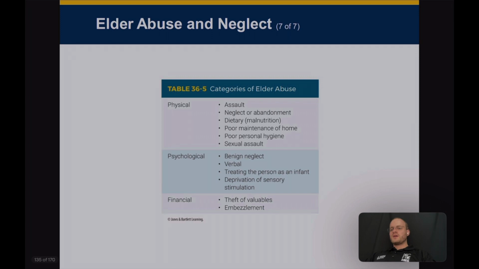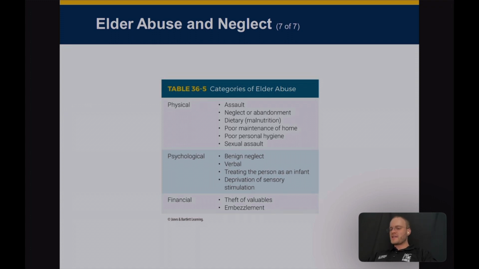Okay. And so again, abuse is not just like, oh, they got beat on, they got punched, right? And that could happen, and that's a form of physical abuse. So the forms of physical abuse are assault, neglect or abandonment, dietary, so malnutrition, so they're starving them. I've seen that twice that I can think of. Poor maintenance of the home, poor personal hygiene, sexual assault. Those are all forms of physical abuse.